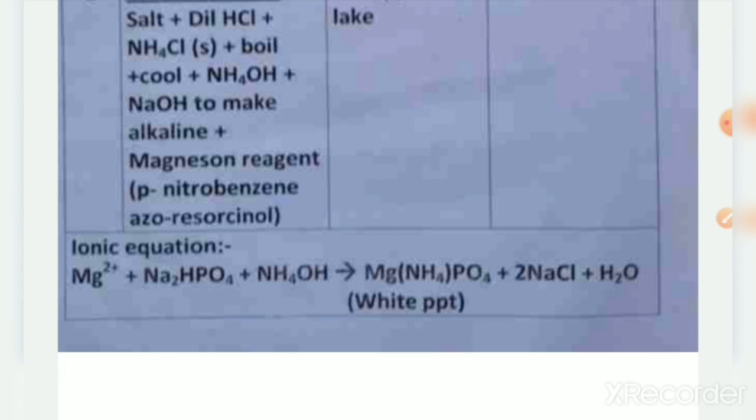The aim will be given by the external: identify or determine the cation and anion from the given inorganic salt. Its weightage will be 8 marks.